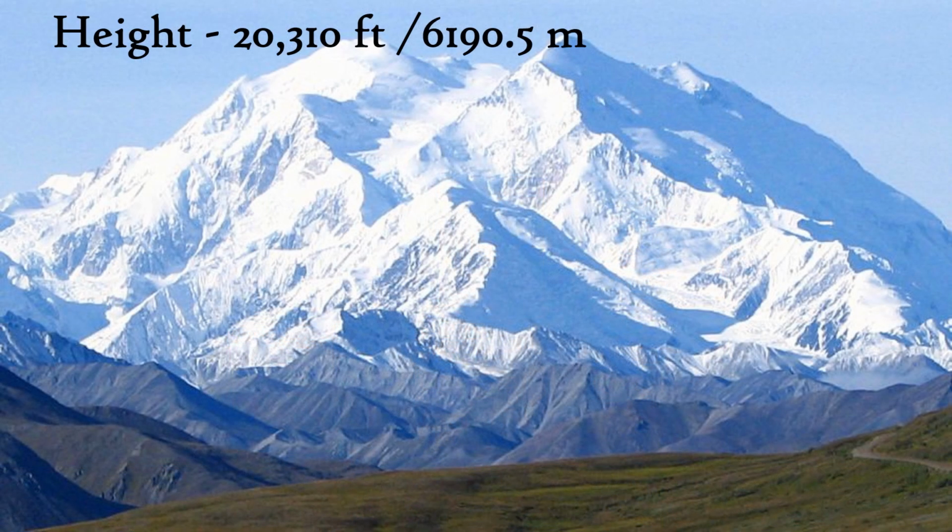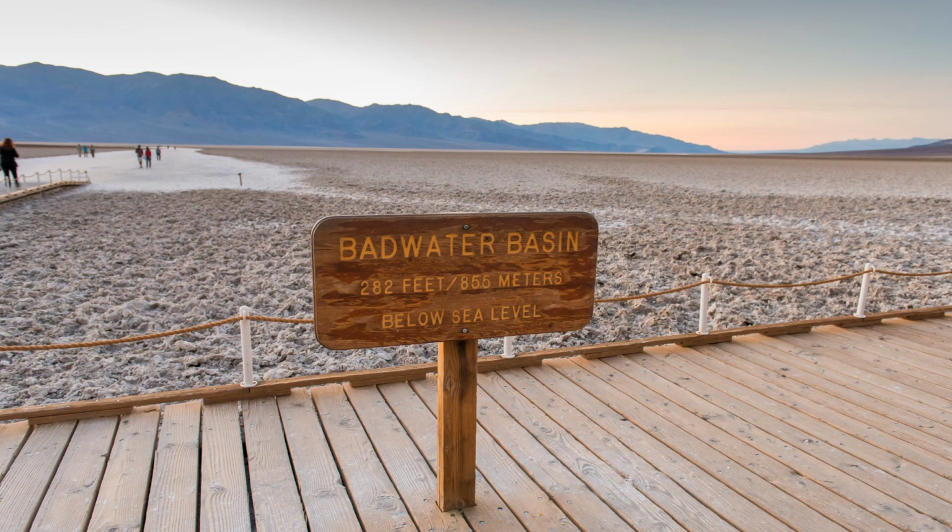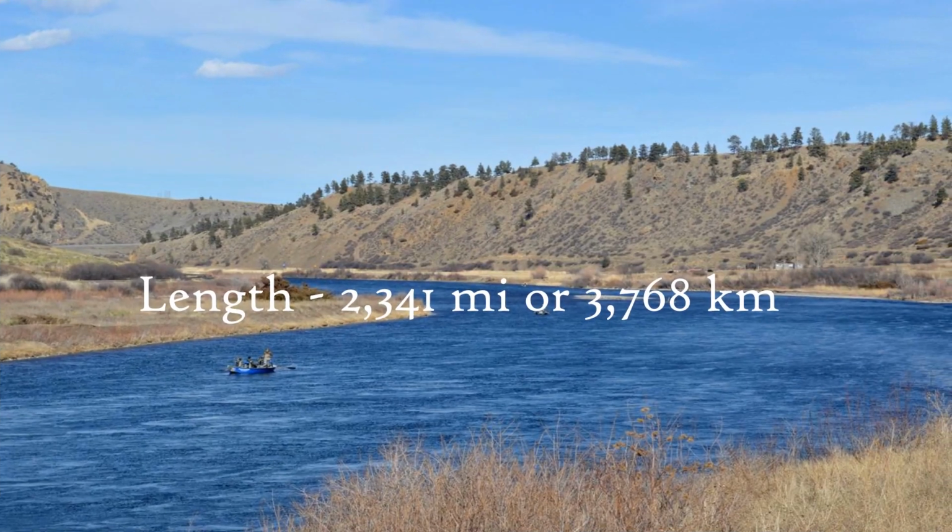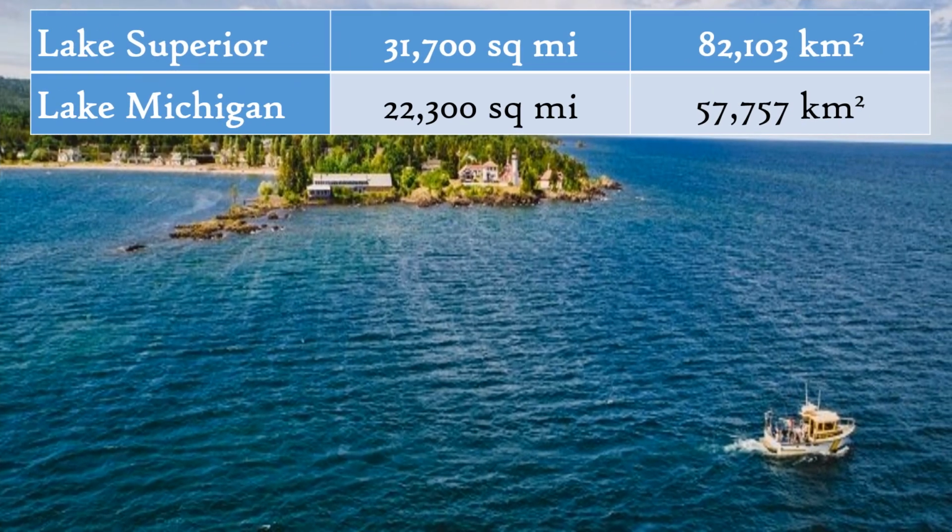America's highest mountain, Denali, Alaska, at 20,310 feet, or 6,190.5 meters. Lowest point, Badwater Basin, Arizona, 282 feet, or 85.5 meters below sea level. Longest river, Missouri River, at 2,341 miles, or 3,768 kilometers. Largest lake, Lake Superior. It forms the border with Canada. Lake Michigan is the largest lake entirely within the United States.